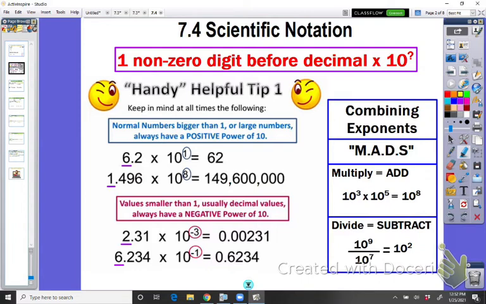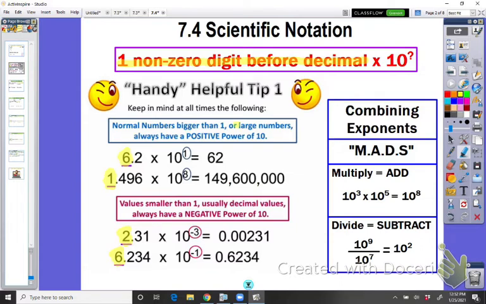So keep in mind, scientific notation has one non-zero digit before the decimal point, and then it's times 10 to some power. So if you look at these examples here, 6.2, 1.496, 2.31, 6.234, those all have one digit only before the decimal point, so a number between 1 and 9, then your decimal point, whatever other remaining digits, but there's no more zeros, and then it's times 10 to an exponent.